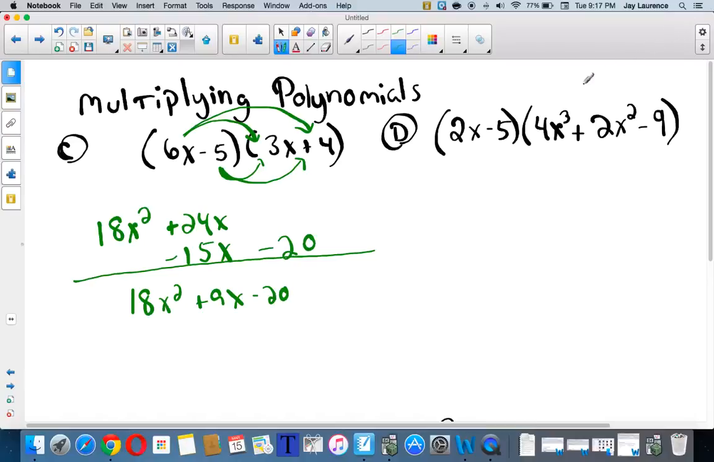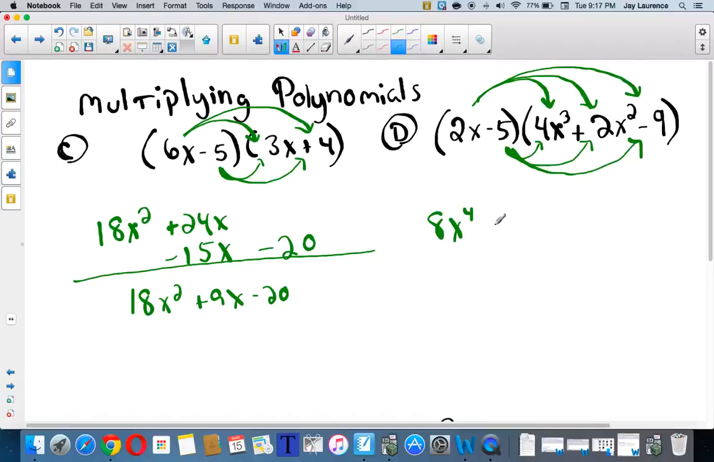And there you go. All right, on D, FOIL won't work, so I'm going to have to double distribute. So I'm going to distribute the 2x to all three terms in the second quantity. And then I'm going to distribute the negative 5 in the second quantity, all three terms. Okay, so we're going to get what? 8x to the fourth plus 4x cubed minus 9x. All right, then when I distribute the negative 5, I'm going to get a negative 20x cubed.